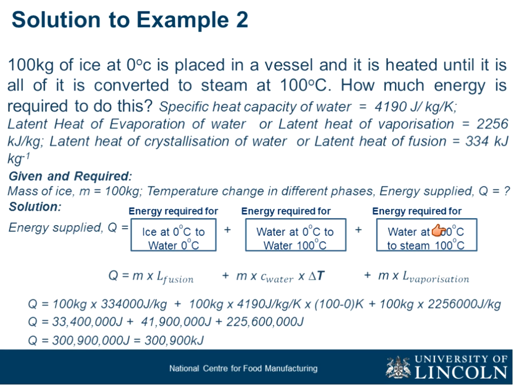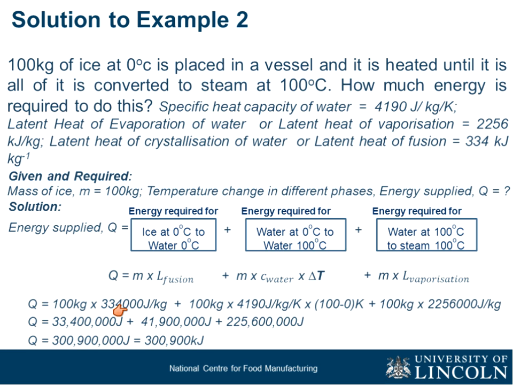So all we need to do is go back to what has been given to us. m for everything is 100 kilogram. And L of fusion is the latent heat of crystallization of water, which is this one, 334. So we have that there. But now this is in kilojoule, but we are working in joule, so we need to multiply by 10 to the power 3.